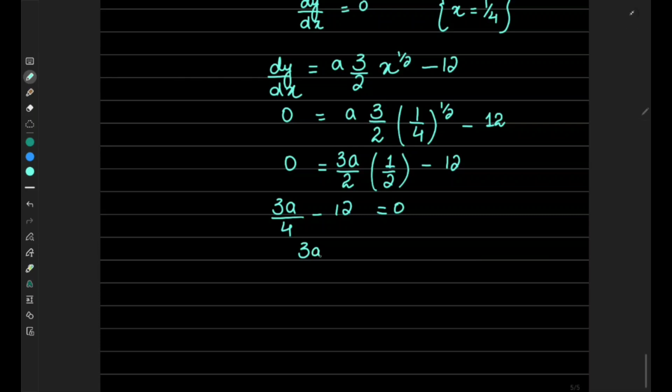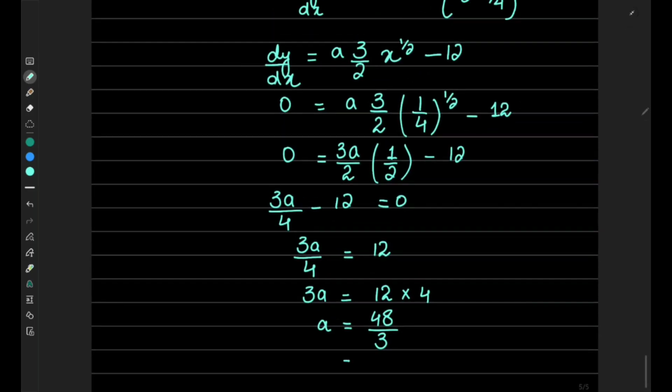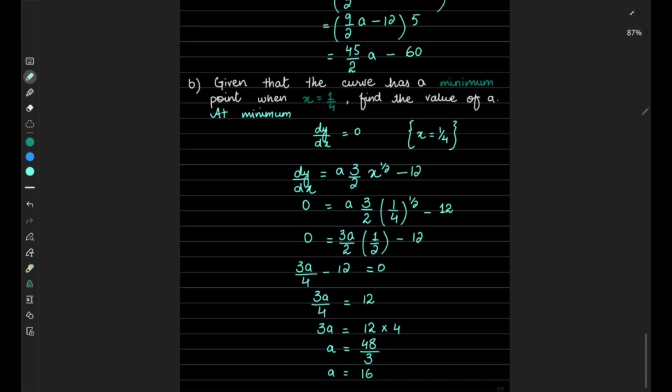3a over 4 equals 12, and 12 times 4 equals 3a, and a equals 48 over 3. That will give you 16. So from this working we get the value of a to be a equals 16.